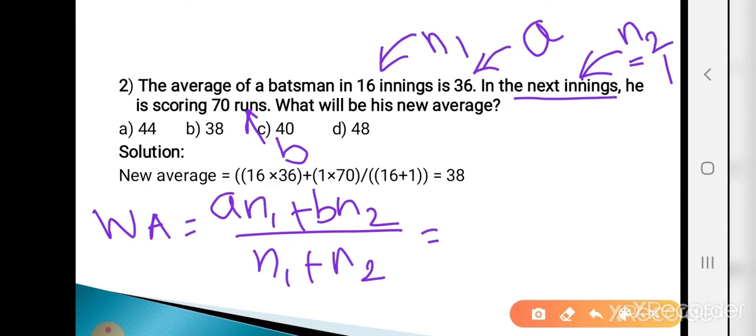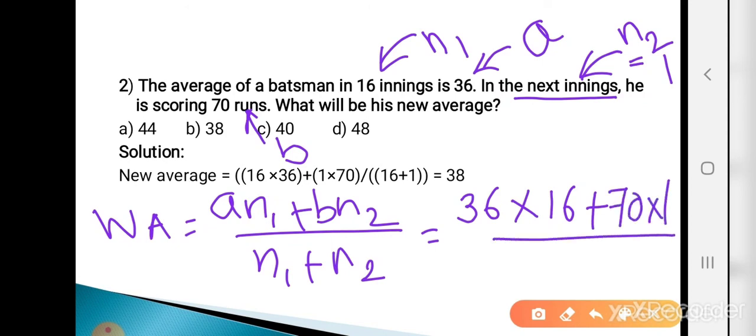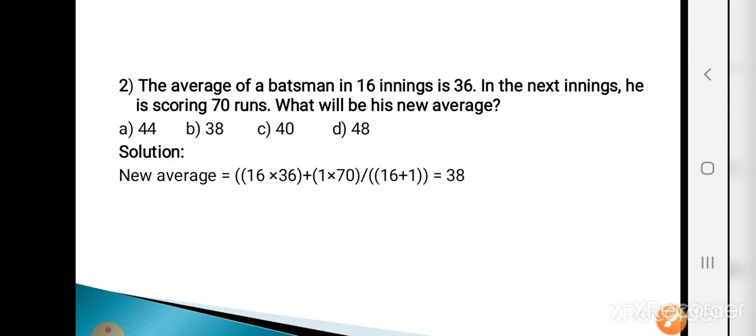Now just plug the values of A, B, N1, N2 into the formula. A is 36, N1 is 16, plus B is 70, and N2 is 1, whole divided by N1 plus N2, that is 16 plus 1. So 36 into 16 plus 70 into 1, divided by 17, the answer is 38. That means the new average of the batsman is 38. Okay. So this is the concept of weighted average.